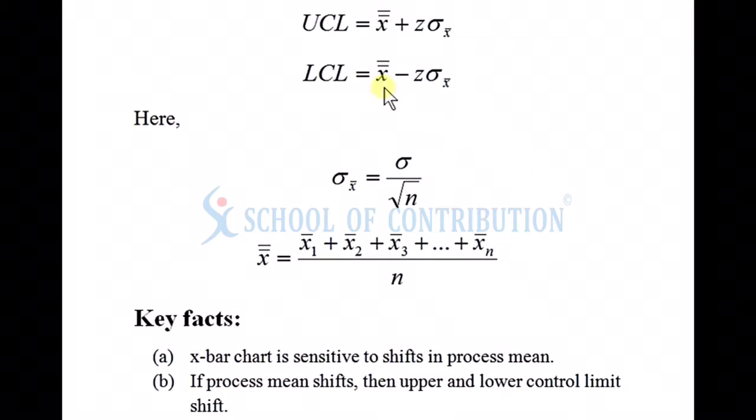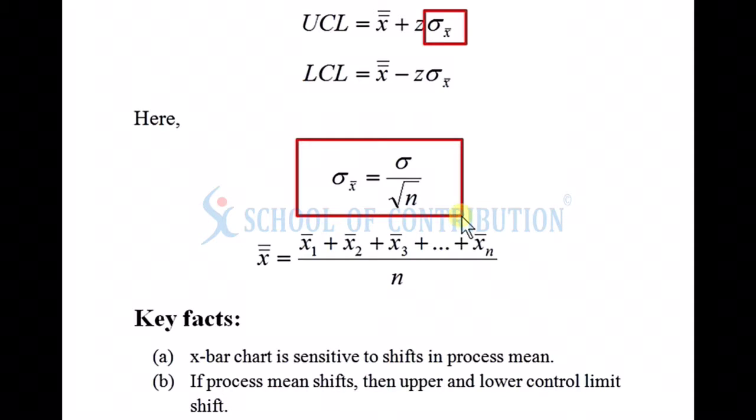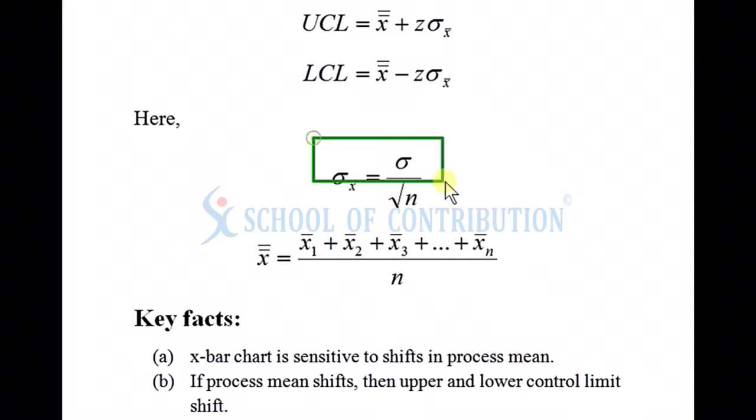First of all, you have to know how to calculate the standard deviation of the sample mean. The standard deviation of the sample mean is calculated as follows. It is equal to the process standard deviation, called sigma, divided by the square root of the sample size n. In this way we can calculate the standard deviation of the sample mean.